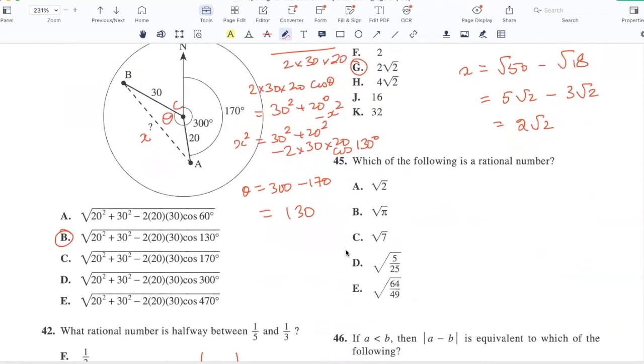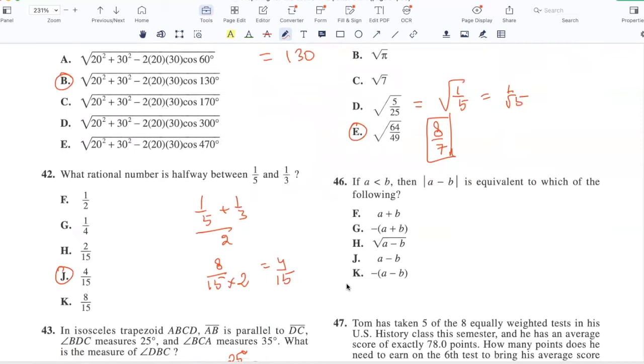Which of the following is a rational number? Rational number. Yeah, root 2 is not, root pi is not, root 7 is not. This would basically be root of 1 by 5, which is 1 by root 5. Yeah, that's not. And this would be 8 by 7. Yeah, so 8 by 7 is a rational number. It's expressed as a fraction, so E.